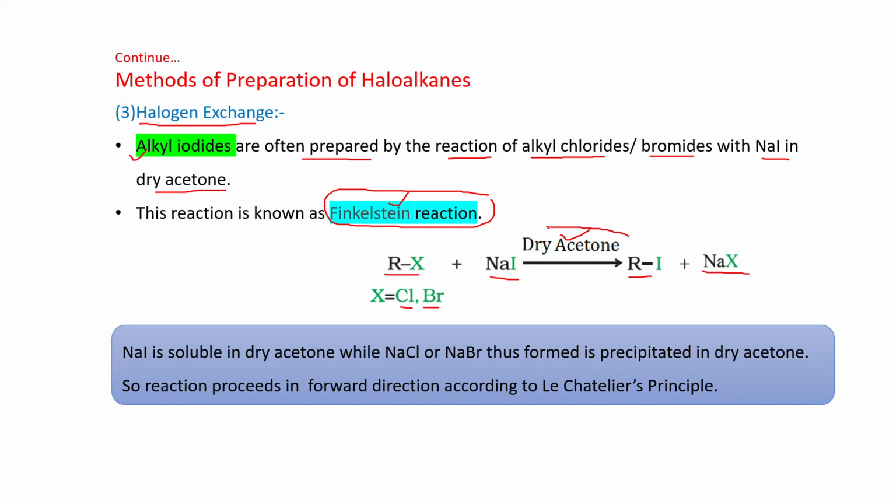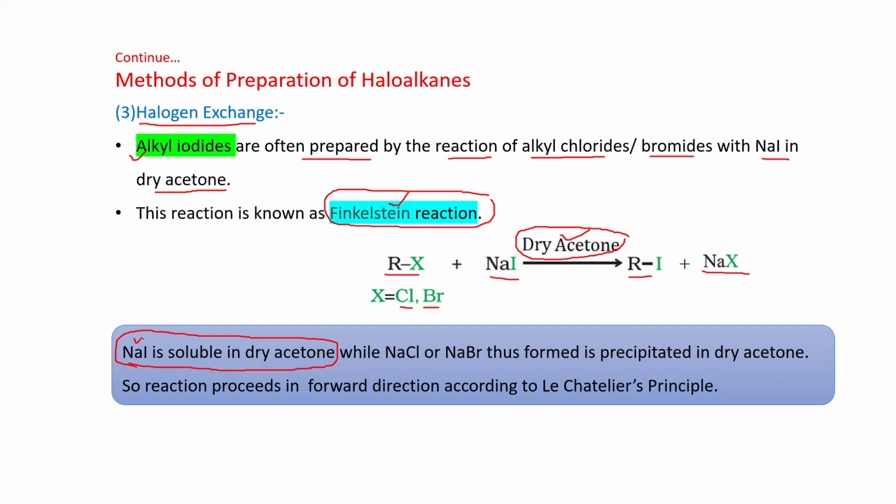Now, what is the meaning of dry acetone? Dry acetone means pure acetone. It doesn't contain any amount of impurity or water. Now, what is the criterion to get the product in this reaction? Actually, sodium iodide is soluble in acetone. Again, the question arises, why is NaI soluble in acetone? Because NaI has more covalent character.